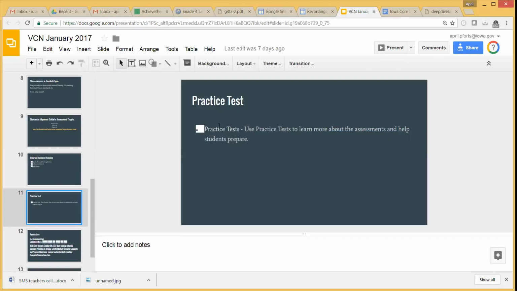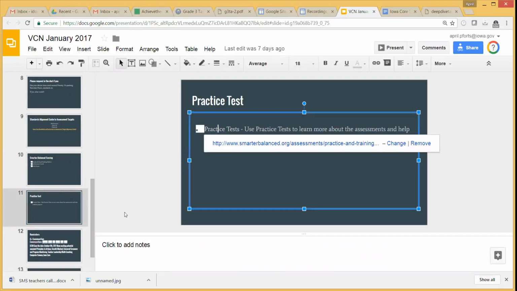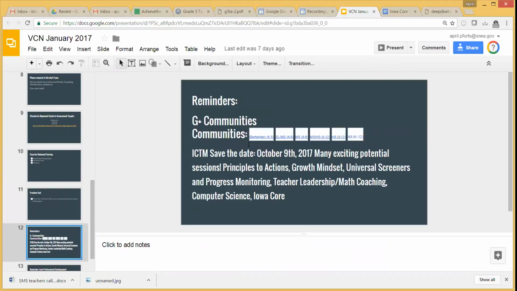Remember, you can go in and take a practice test, and that's a really great exercise just to see what some more of those problem-solving strategies would look like. We are starting to build up our G+ communities, and you'll notice our different grade bands here. So this is why I wanted that information from you, so that we could have those different groups, and we'll eventually be able to push out that information.